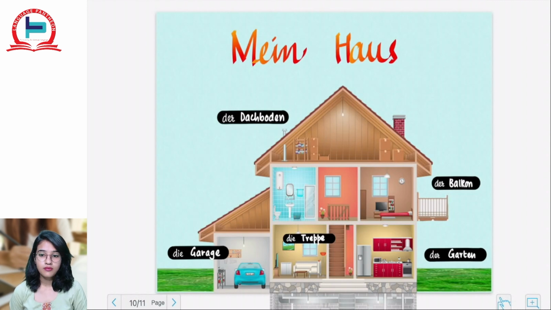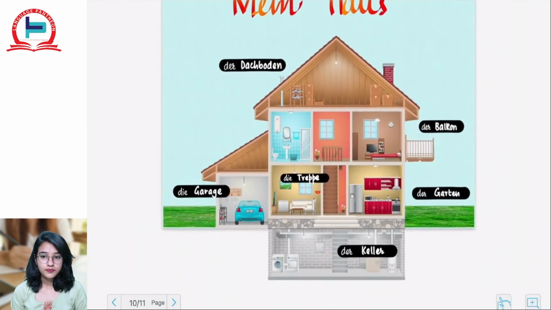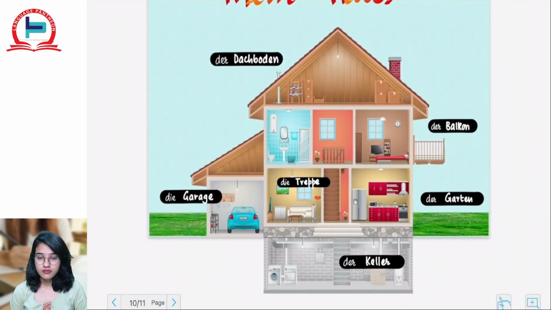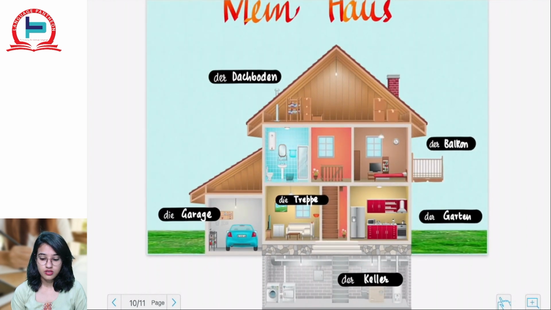But still there are some parts of the apartment that we have to see. For example, in an apartment we also have an attic. Sometimes we have one, sometimes we don't, but if we have, we can write it as der Dachboden. Der Dachboden, that is the attic. Der Balkon, that is balcony. Der Garten, that is garden. Die Treppe, that is stairs. Die Garage, that is garage. Und der Keller, that is the basement. Clear?